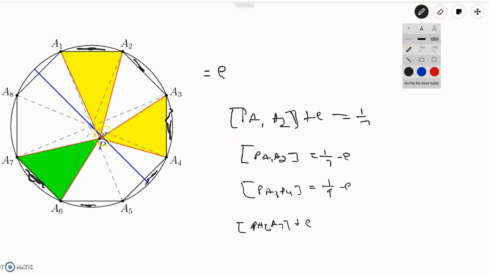So let's draw the height from P to A1, A2, and let's call this X. And let's draw the height from P to A3, A4, and we'll call this Y.